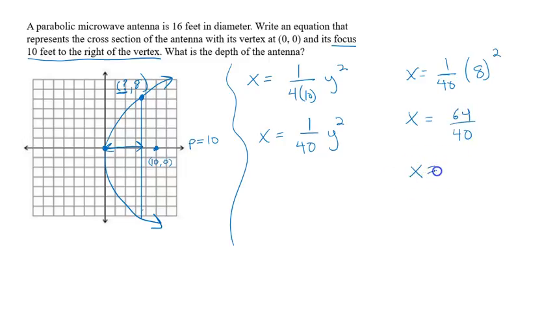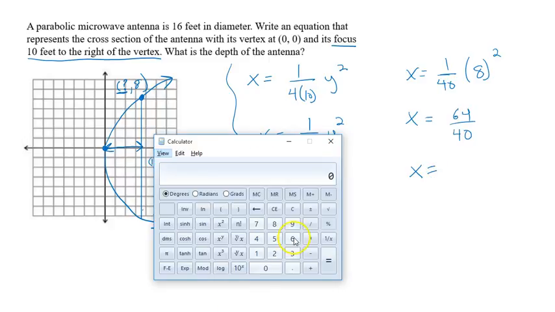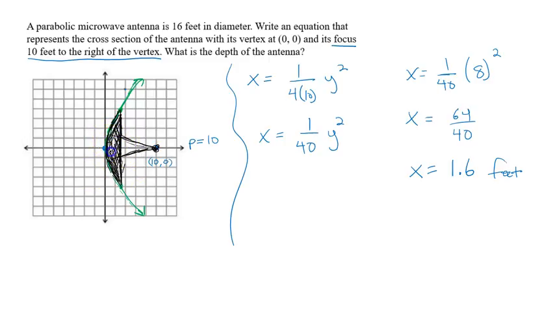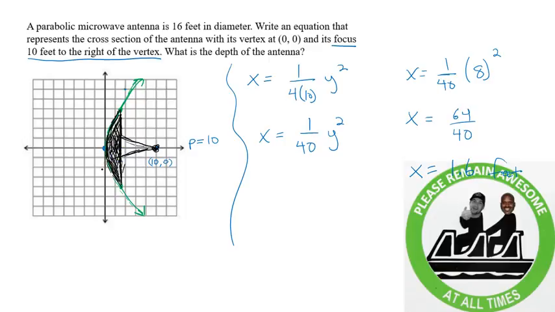So x equals 64 divided by 40, 1.6. 1.6, and these are feet. So my picture was actually pretty jacked up, but it got the job done. It helped me visualize the problem. The parabola should look more like this, and the dish would look something like that. Well, that was awesome. You're awesome. Let's keep it that way.